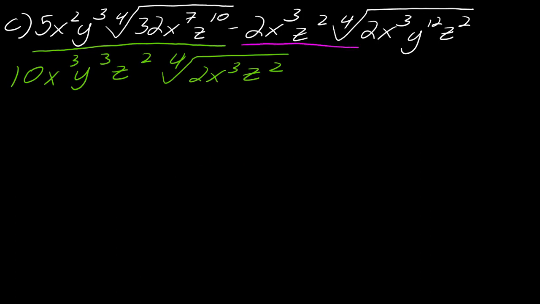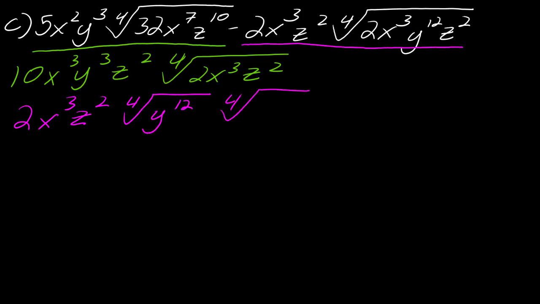So now let's work on this second part. Looking at this, first this part in front is just going to hang out. So this is 2x cubed z squared. Now this part in here, what can I actually simplify farther? It's actually the y to the 12th. So this will be times the 4th root of y to the 12th. The rest of the stuff I can't do anything to.